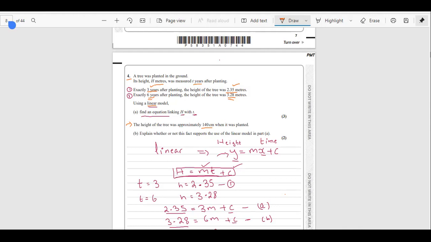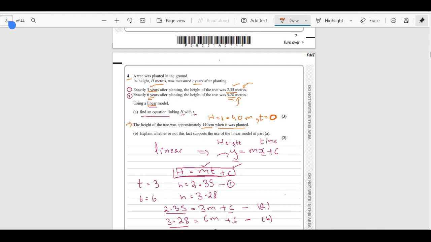Okay, so what they are saying, the height of the tree was approximately 140 centimeters. The very first thing is that since we have been using the values in meters, we will first convert 140 centimeters to 1.40 meters. And this line, which is saying when it was planted, means that if this is the height, then what would be t? 0, because this is the initial value, right?